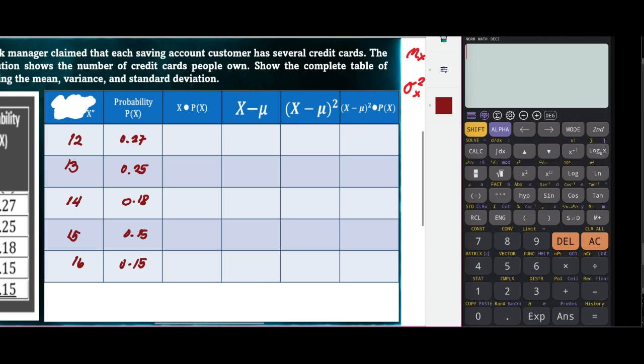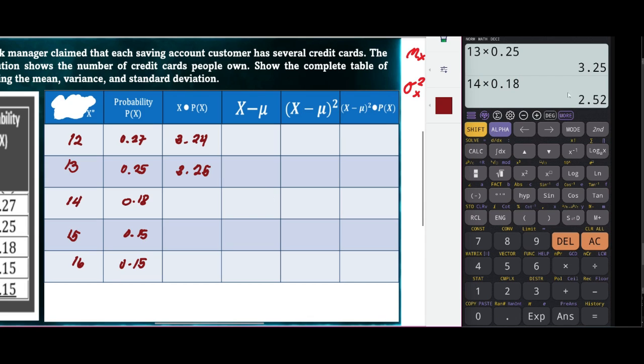Okay. So, we have to multiply 12 times 0.27, that is equal to 3.24. So, lagay natin dito yung 3.24. Next, we have 13 times 0.25. That will be 3.25. Next, we have 14 times 0.18.